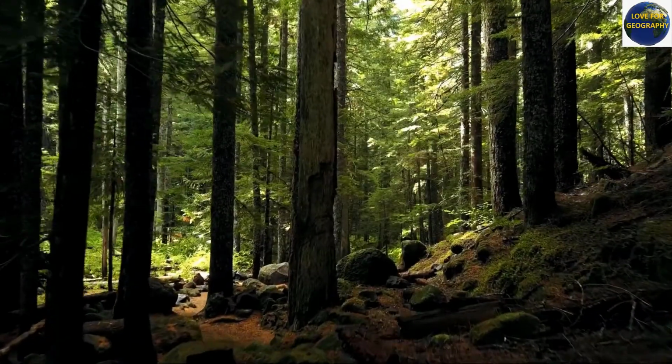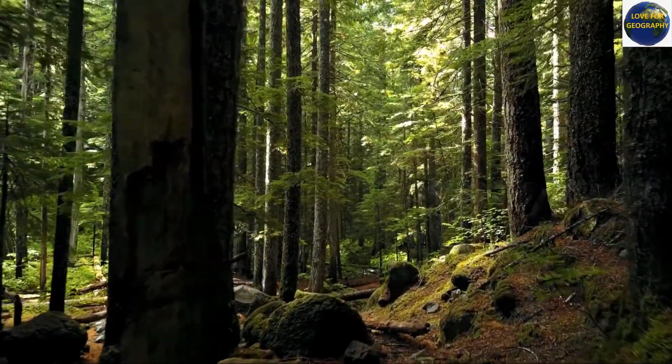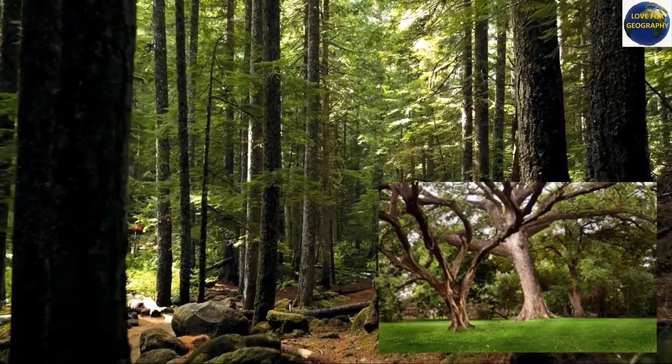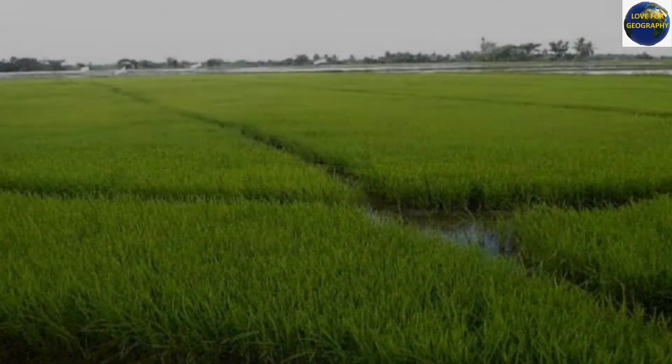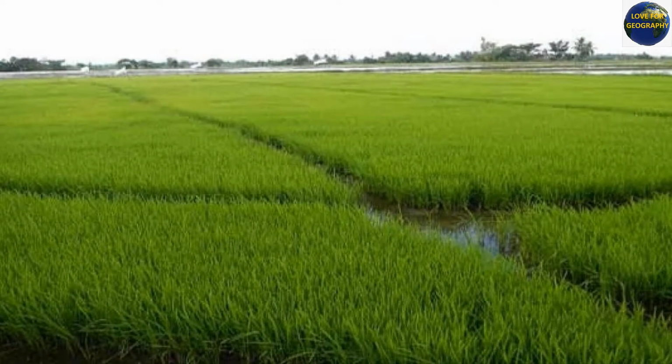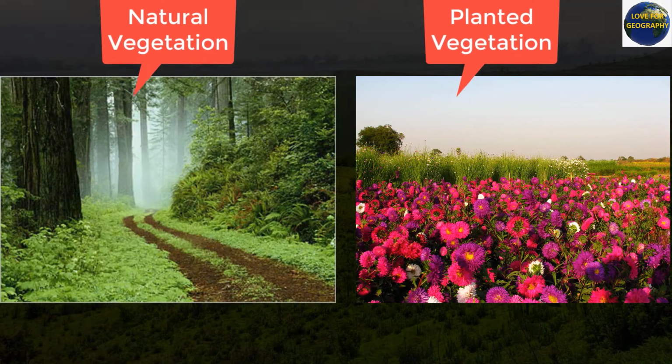Have you ever been to a forest for a picnic? You might have surely gone to a park if you live in a city. But if you live in a village, you have definitely gone to a cultivable land or any orchard. But how do you differentiate between the natural vegetation and the planted vegetation?